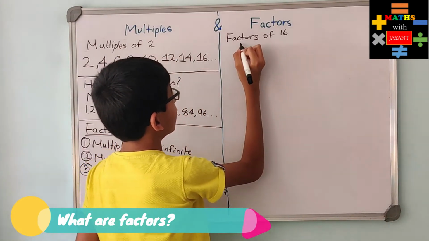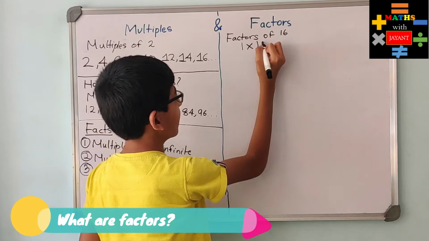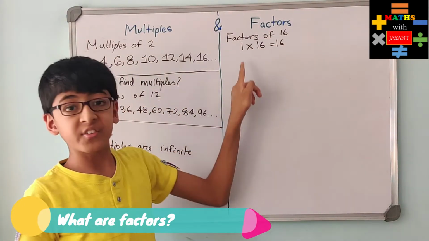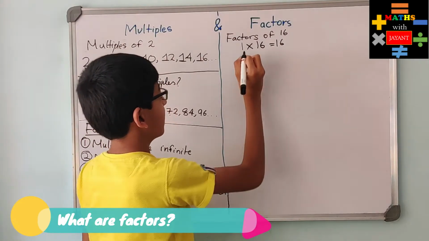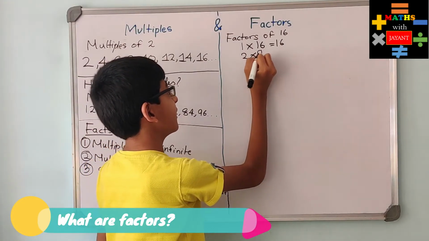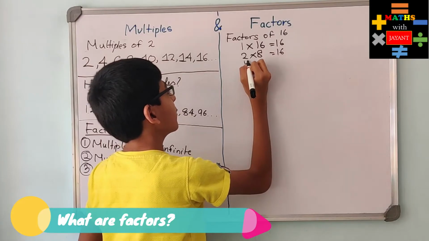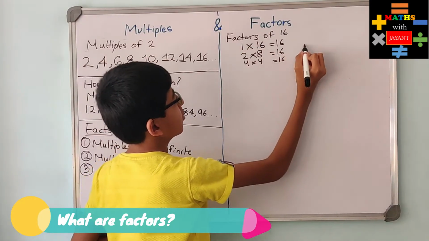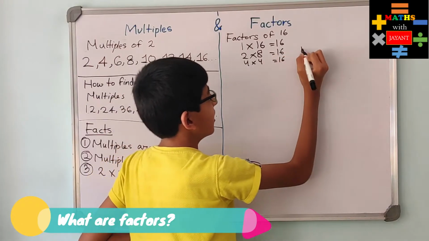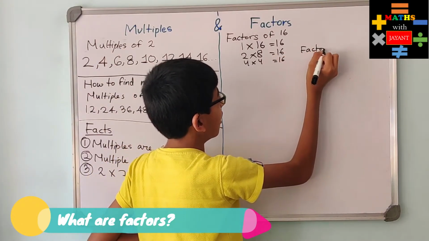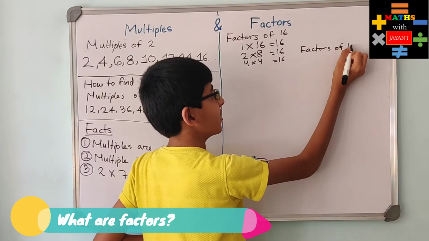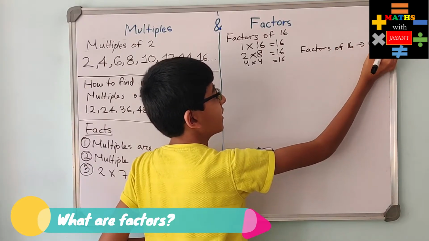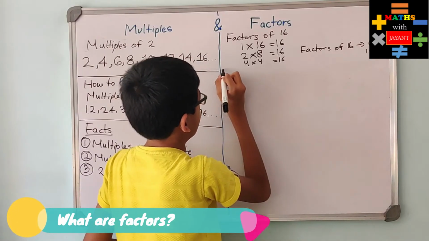So the factors of 16: we see that 1 into 16 gives us 16. If we multiply two numbers and we get 16, these two are the factors. Then 2 into 8 is 16, and even 4 into 4 is 16. So 1, 2, 4, 8, 16 are the factors of 16. They are 1, then 2, then 4, then 8 and 16.